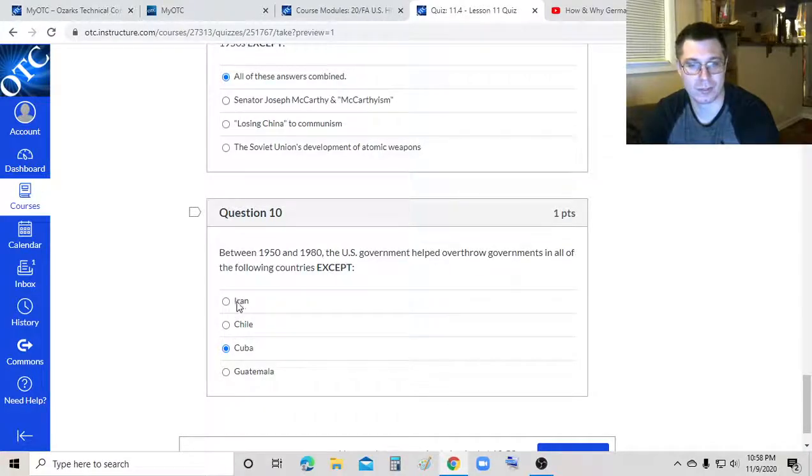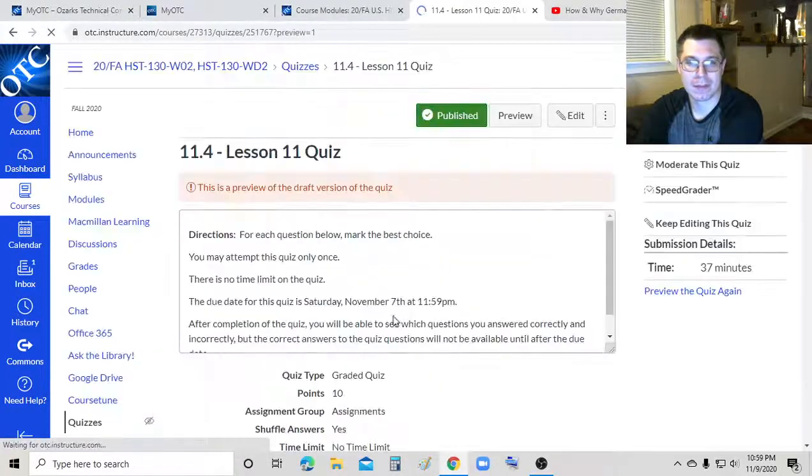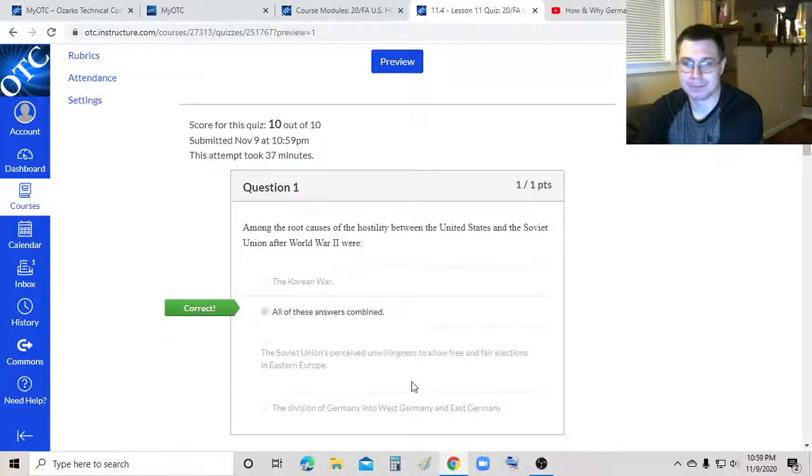These other three, the U.S. was successful. In Iran in 1953 to overthrow their elected government that wanted to nationalize American-owned oil assets. Chile, 1973, where a socialist government was elected. And Guatemala, 1954, where a reformist, maybe quasi-socialist government was elected that wanted to redistribute foreign-owned land to poor peasants, including land owned by American investors. So Cuba is the answer there. And 10 out of 10.